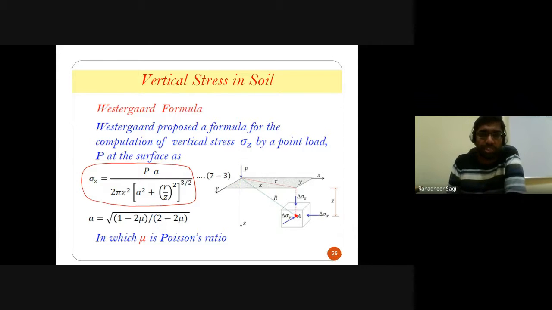The expression Westergaard has given is sigma z equals P into a divided by 2 pi Z square into [a square plus (r by Z) whole square] whole to the power of 3 by 2, where P here refers to your concentrated load that you are applying, and small a is once again a function given as a equals under root of (1 minus 2 mu) divided by (2 minus 2 mu), where mu here refers to the Poisson's ratio of your soil.